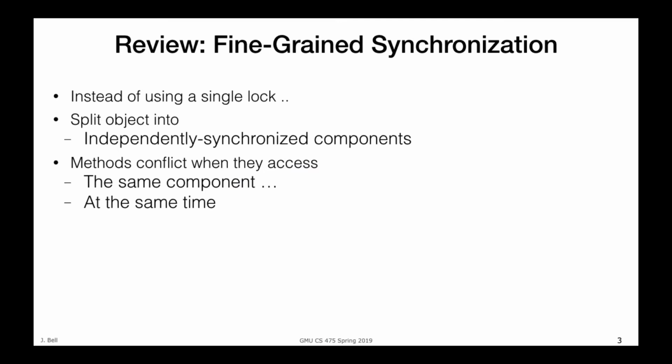Last week we built on coarse grain locking to talk about fine grain synchronization, where instead of having just that single lock that guarded this shared resource, we split up that big resource, this big list or set, into independently synchronized components. And then we were only going to have a problem if two threads were hitting the same part at the same time.